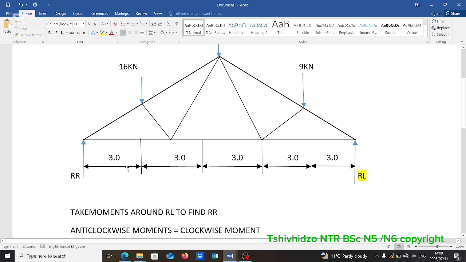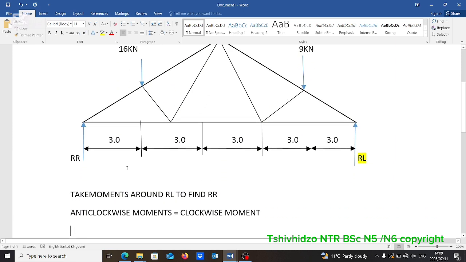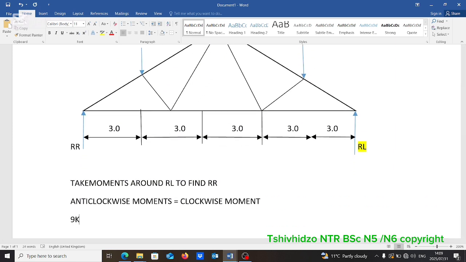It means, let me start with 9 kilonewton. I will say 9 kilonewton multiplied by the distance of 3. So it will be like this. So let's go to the second one.